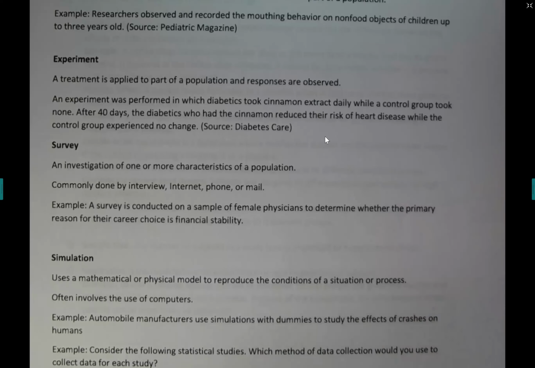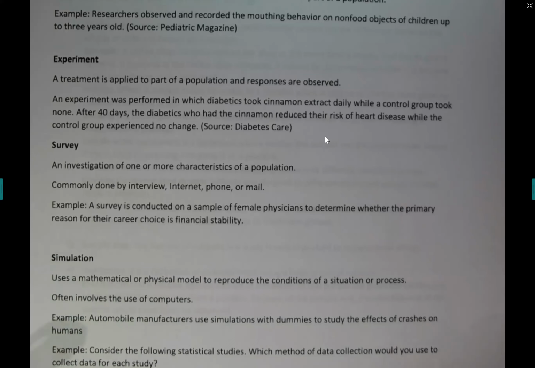Survey. A survey could be in any format. It could be done by interview, internet, phone, mail, email. It's an investigation of one or more characteristics. You could have more than one question on a survey. I'm very sure, guys, that you have filled out surveys in the past, and anything that you're asked to fill out and submit is called a survey.